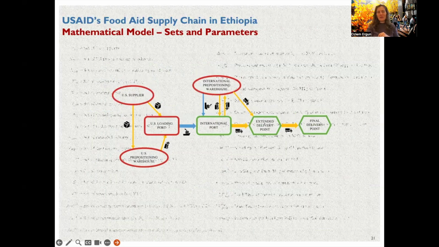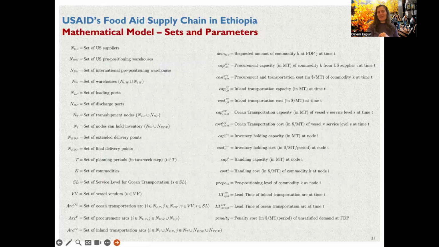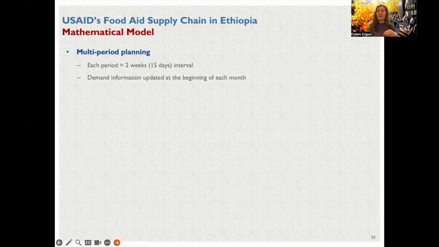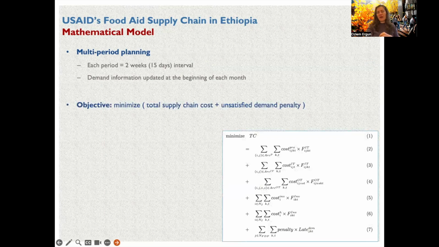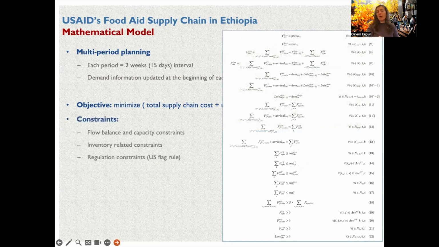So I'm not going to show you all the mathematical models, sets, and parameters, but we did have large-scale models with many different parameters, many different variables to really account for the fact that we were looking at a multi-period, multi-commodity, large-scale model. Our decision-making periods were about 2 weeks, because just looking at the operations, it made sense to look at 2-week periods. And the demand information got updated at the beginning of each month. Again, these were all mimicking actual USAID operations. Our objective was to minimize cost, which included the supply chain cost plus the unsatisfied demand penalty over time.